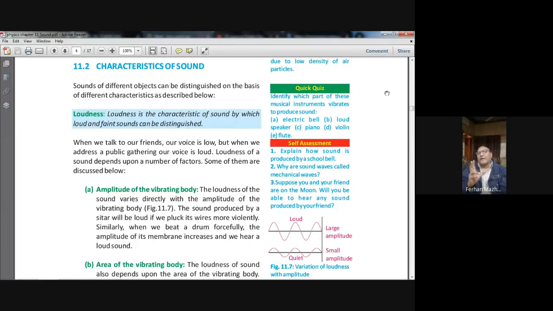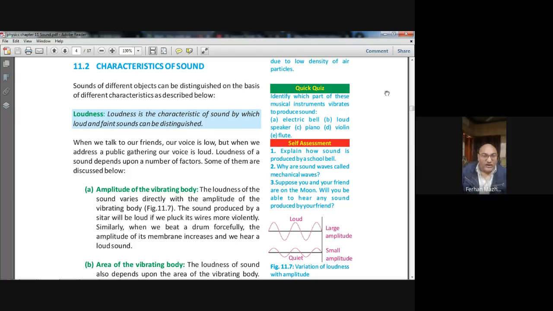For example, if you are listening to a song, you observe that the diaphragm of the speaker is vibrating. If you look at the diaphragm, you will observe that from the mean position, how much it went to the left, and how much it went to the right, or how much it goes forward and how much it goes backward, that is called the amplitude.